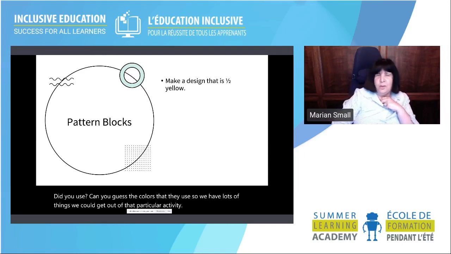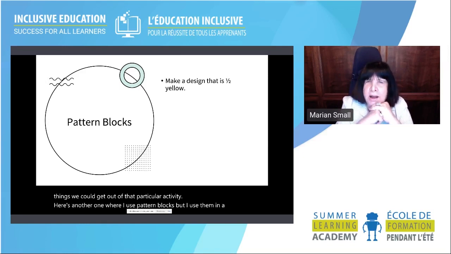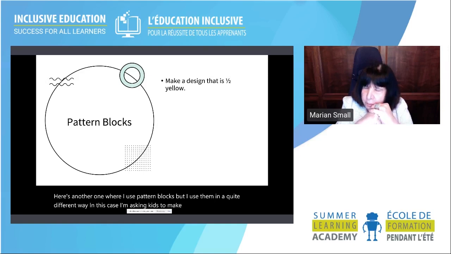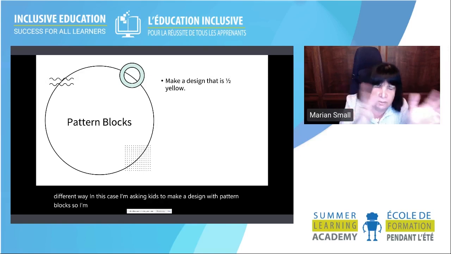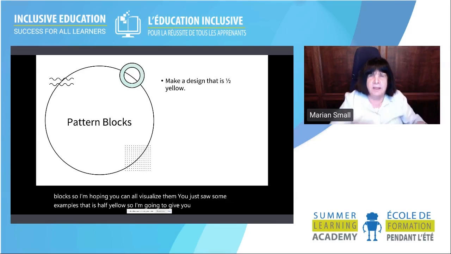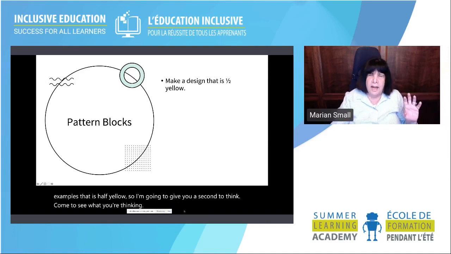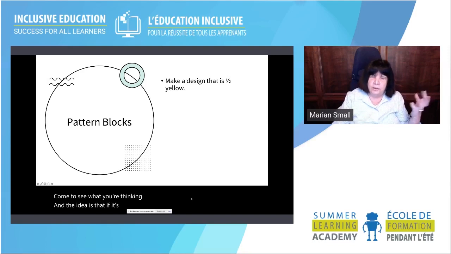Here's another one where I use pattern blocks, but I use them in a quite different way. In this case, I'm asking kids to make a design with pattern blocks. So I'm hoping you can all visualize them. You just saw some examples. That is half yellow. So I'm going to give you a second to think, to see what you're thinking. And the idea is that if it's half yellow, what could it look like?